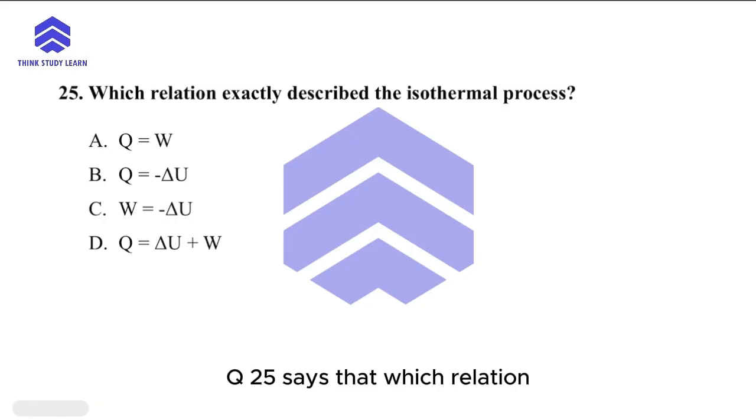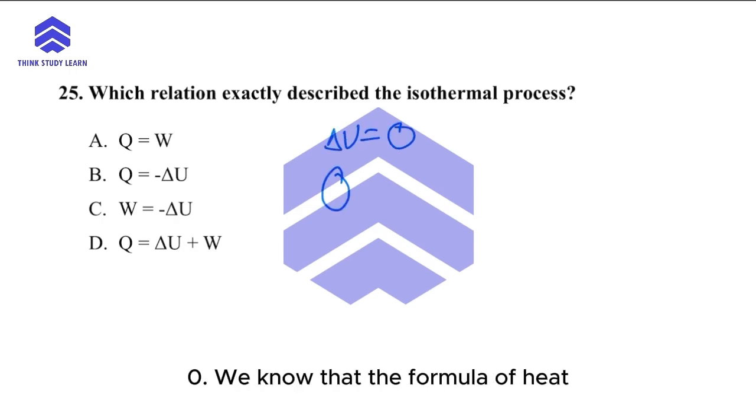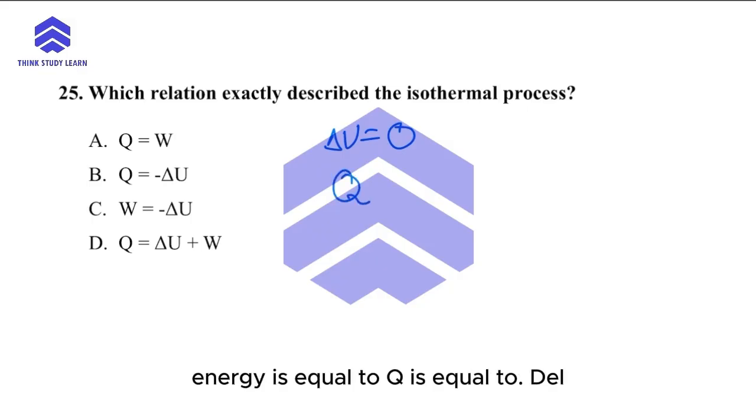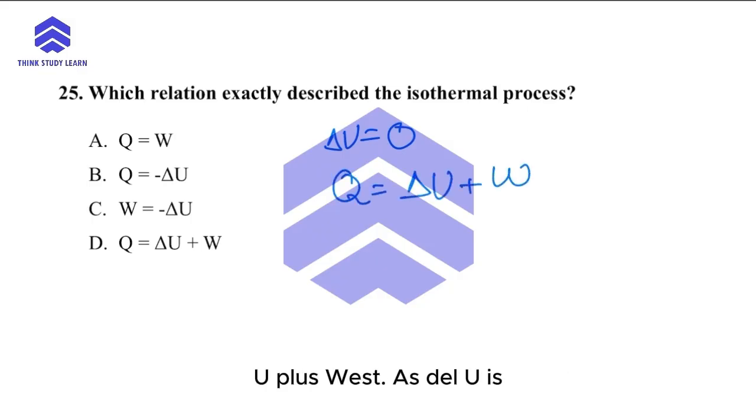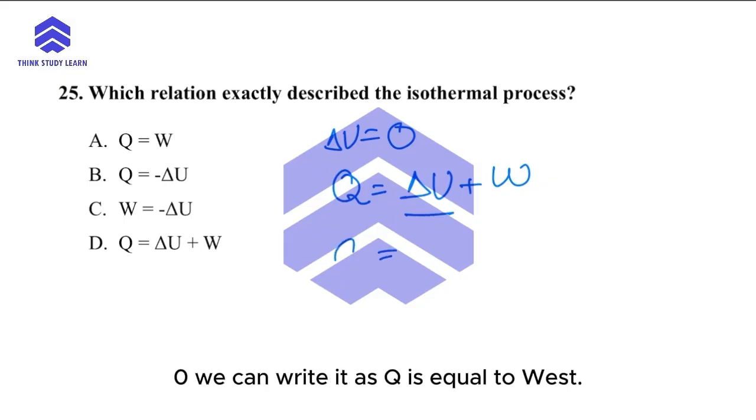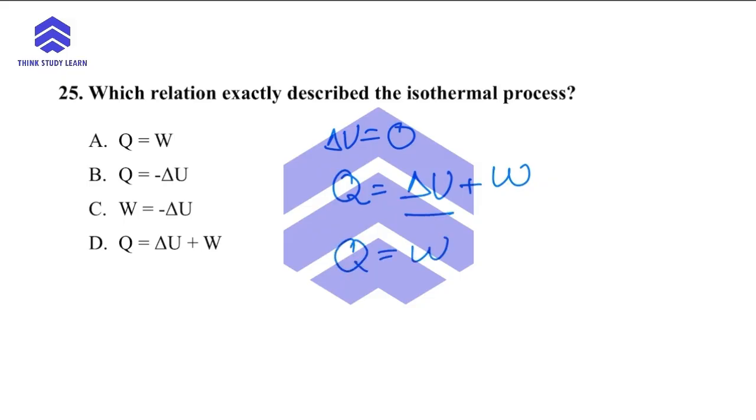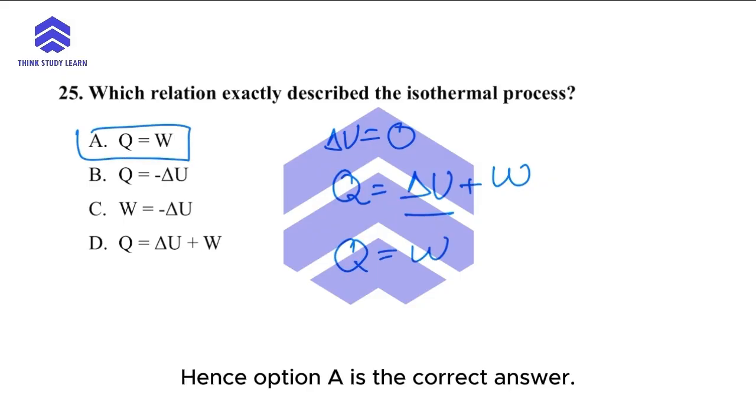Question 25 says that which relation exactly describes the isothermal process? We know that in an isothermal process, del U is equal to 0. We know that the formula of heat energy is Q is equal to del U plus W. As del U is 0, we can write it as Q is equal to W. Hence, option A is the correct answer.